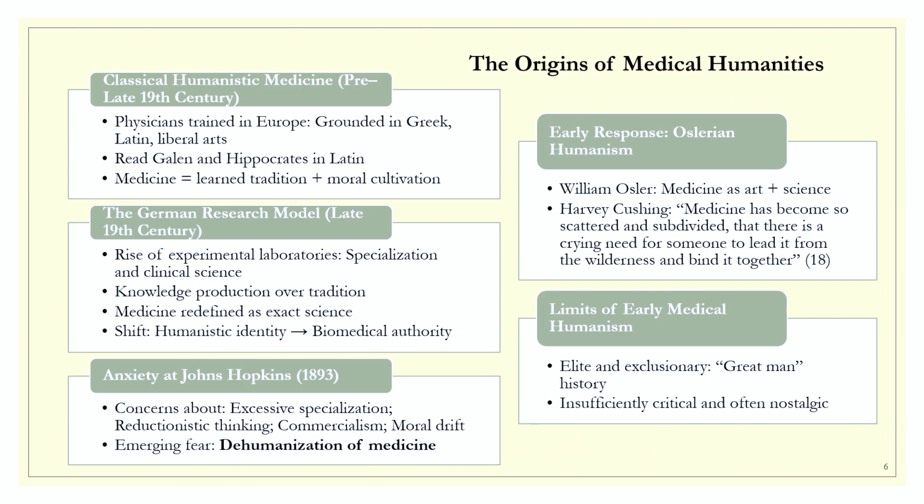But early medical humanities had limits. And what is the limit? The limit is that it emphasized cultivation and elite formation. It was largely white, male, upper class. The whole epistemology relied on a great men's version of history, and therefore it was insufficiently critical and often nostalgic rather than analytically rigorous. Medical humanities thus began not as a critique but as a restoration, an attempt to prevent science and commerce from taking out the soul of medicine.